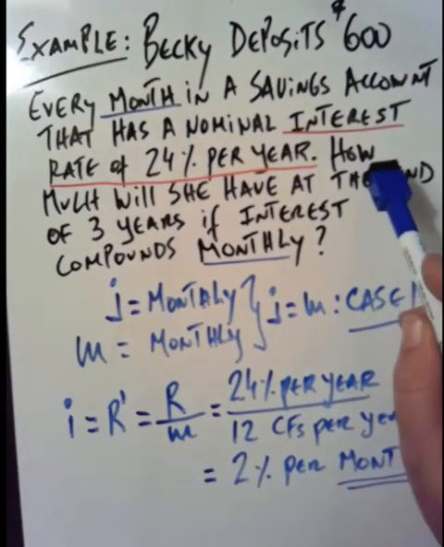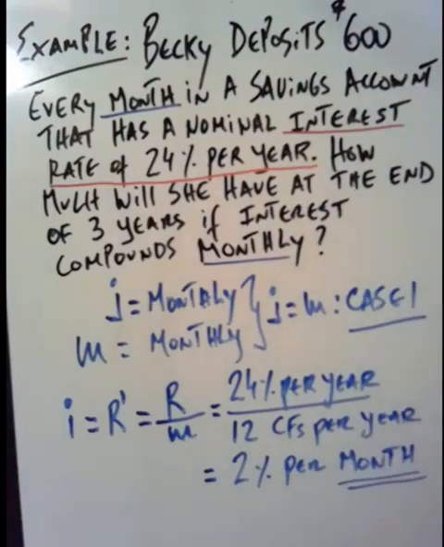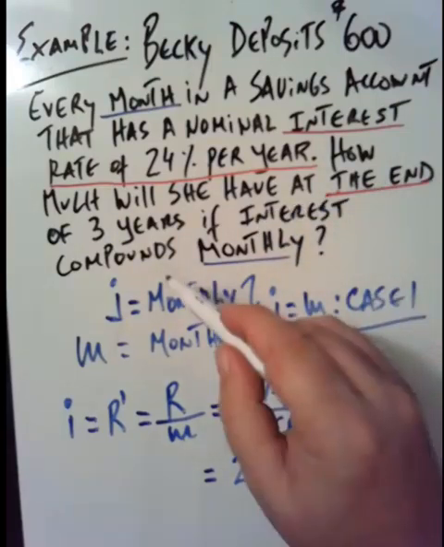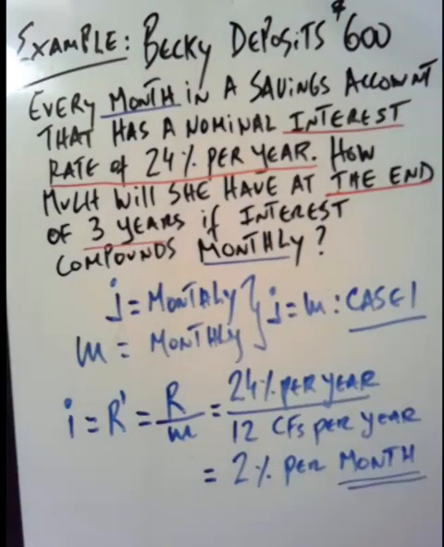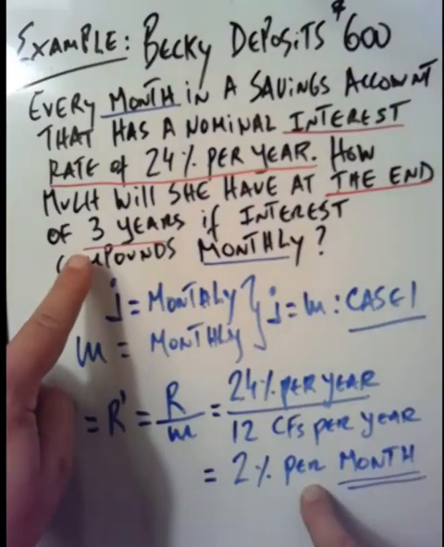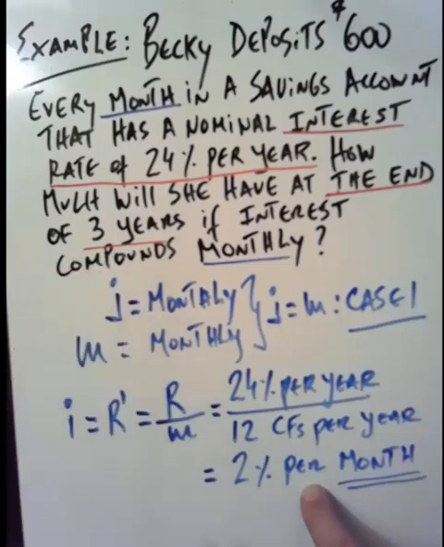And the question asks, how much will she have at the end of 3 years? Right? So it's the future value of this annuity at the end of 3 years. Now note, what's going to be the time unit for our timeline? They asked how much is going to be there at the end of 3 years. The same is to say, how much is going to be there at the end of 36 months, given that interest is compounding at 2% per month. So we need to envision everything in months.